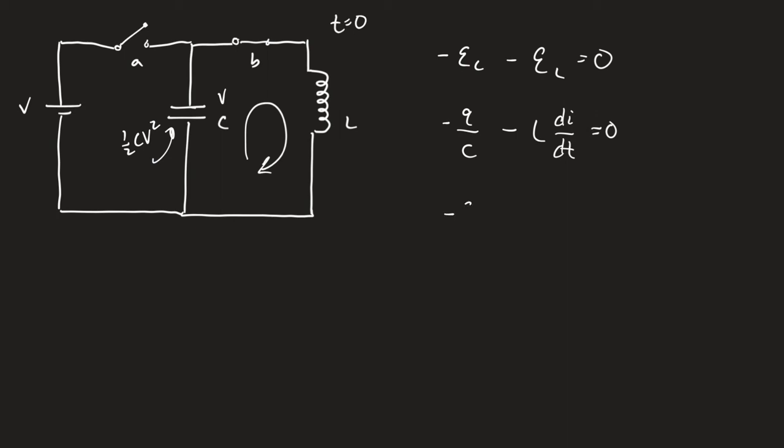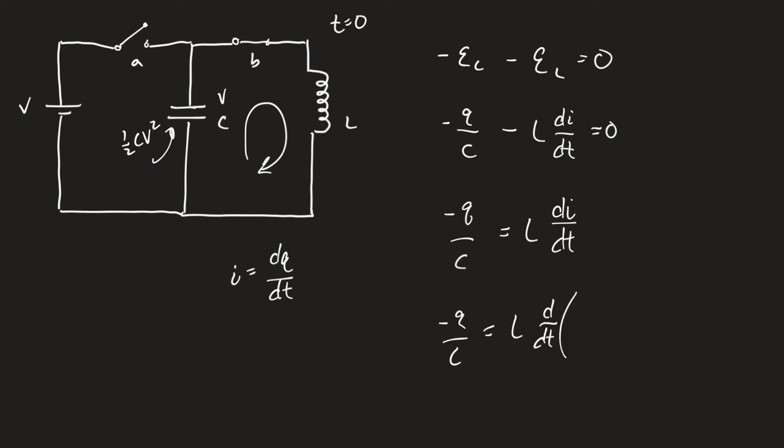Now, we're not going to get very far here, but Q over C equals L di dt. Not a whole lot there. But remember, I is already dq dt, which means that we can sub in dq dt for I in di dt. And that's what makes this a second order differential equation.